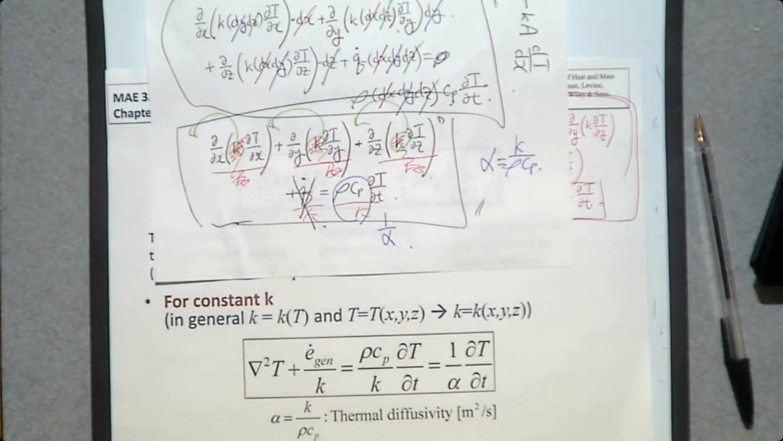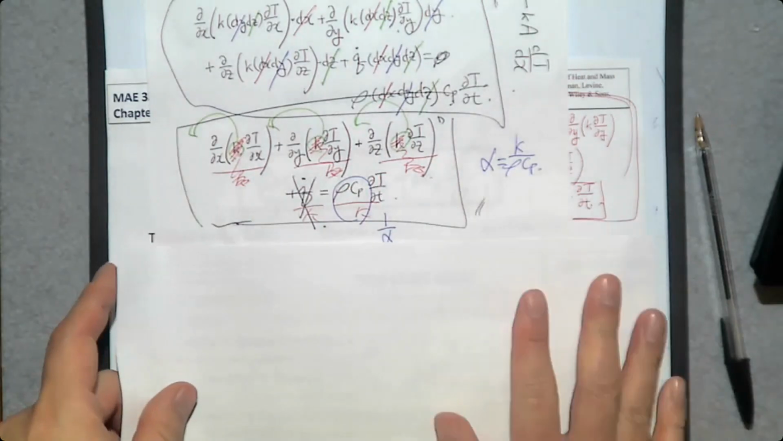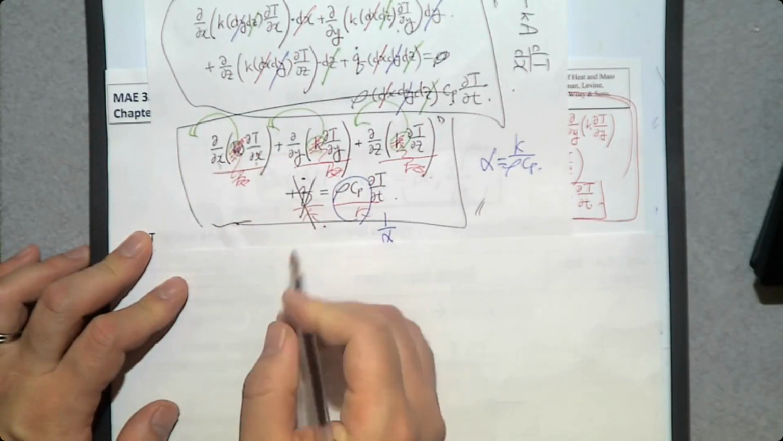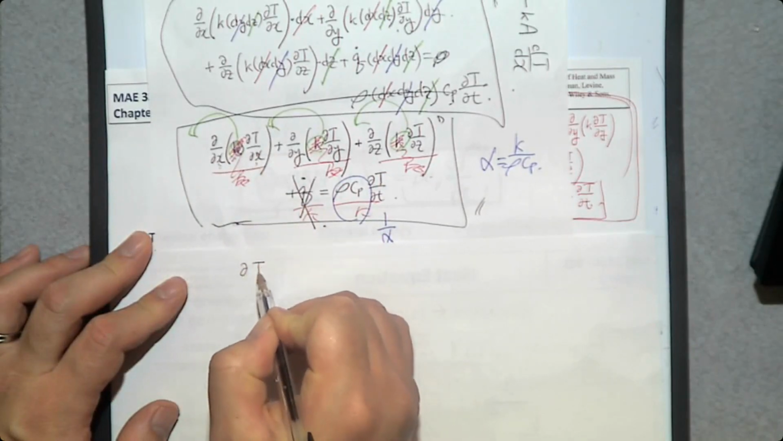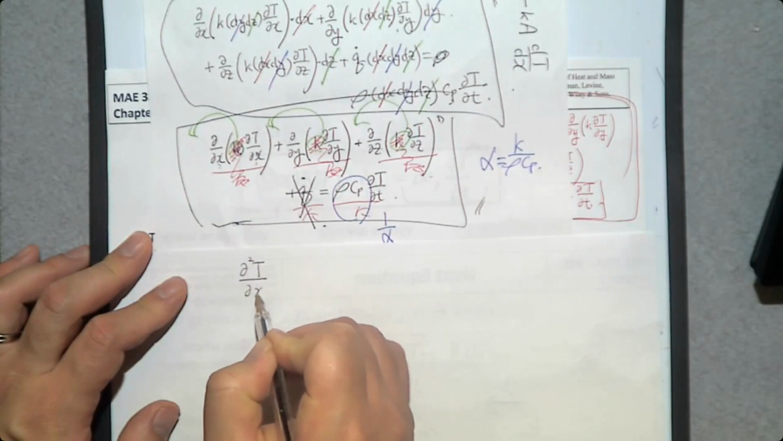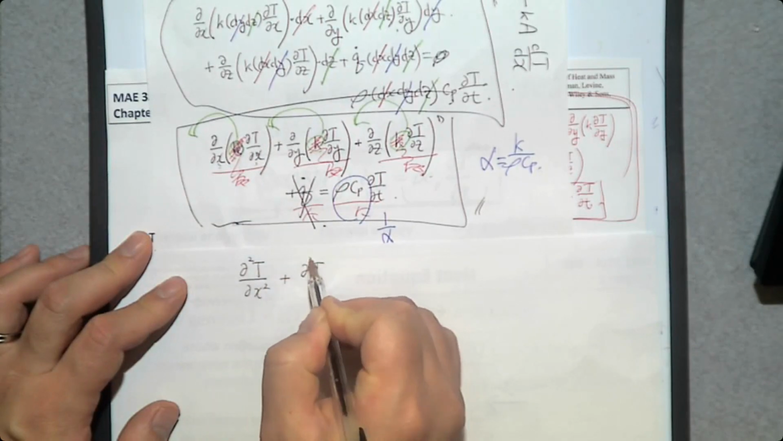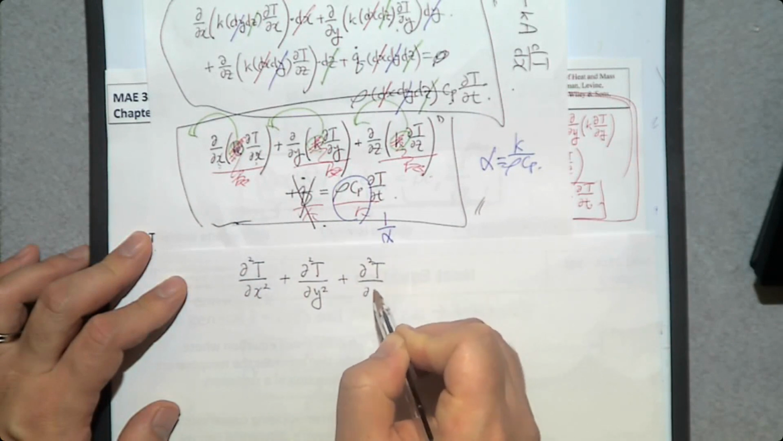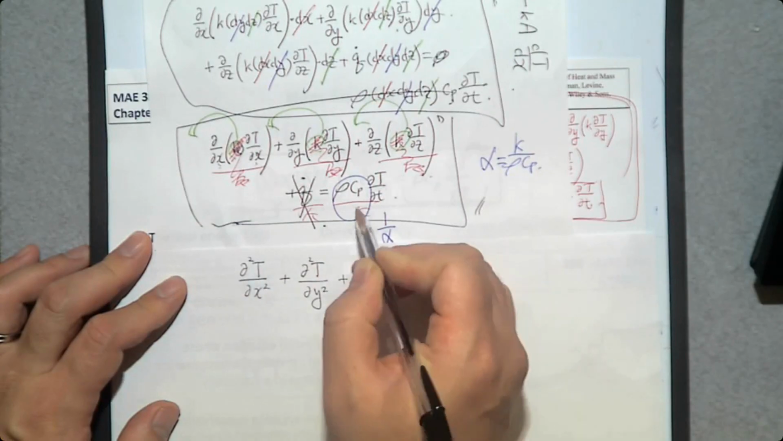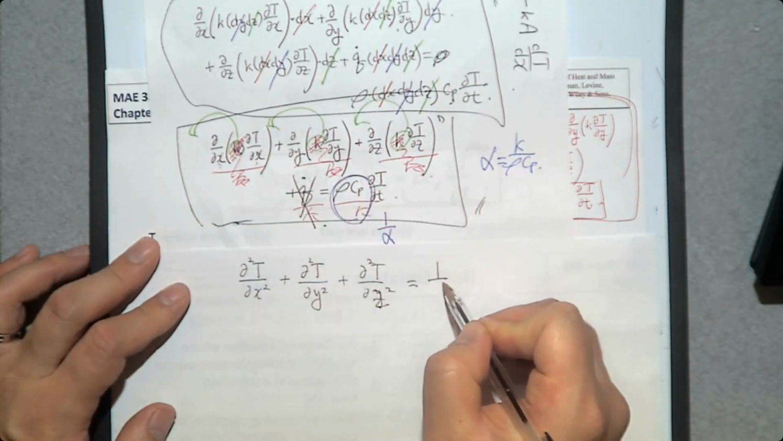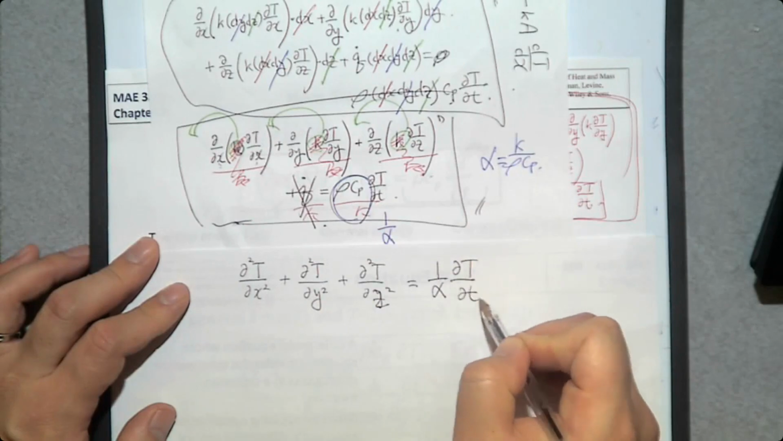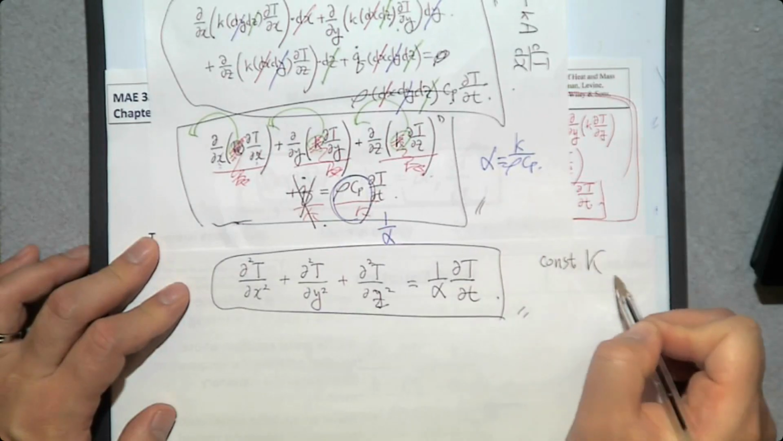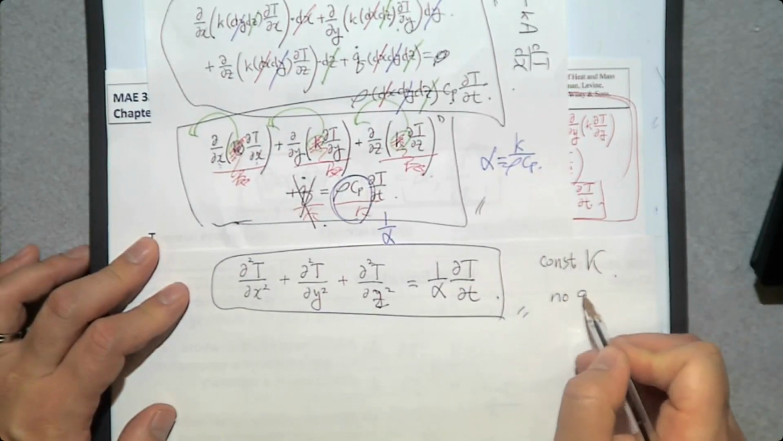Then what is the energy balance equation? The heat equation becomes this way. Now K comes out. We have a second order partial differential equation. Partial T squared over partial x squared plus partial T squared over partial y squared plus partial T squared over partial z squared is going to be 1 over alpha partial T over partial time. So this is the heat equation when we assume constant K and no heat generation.